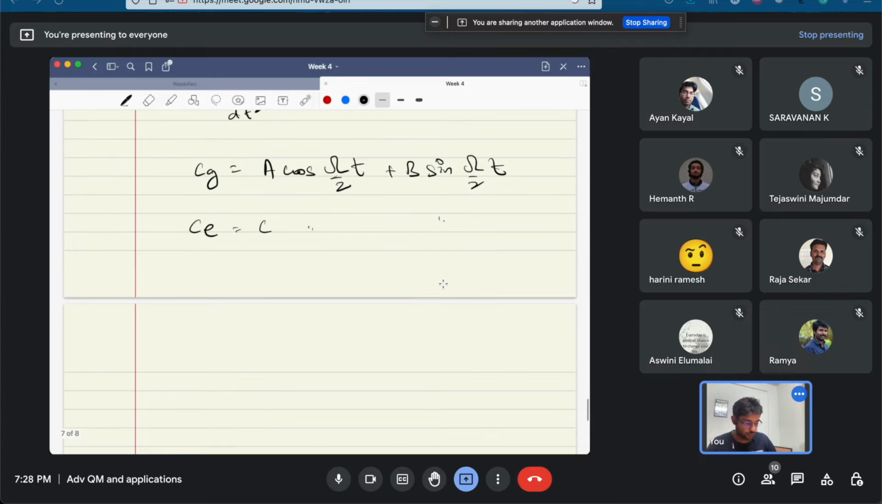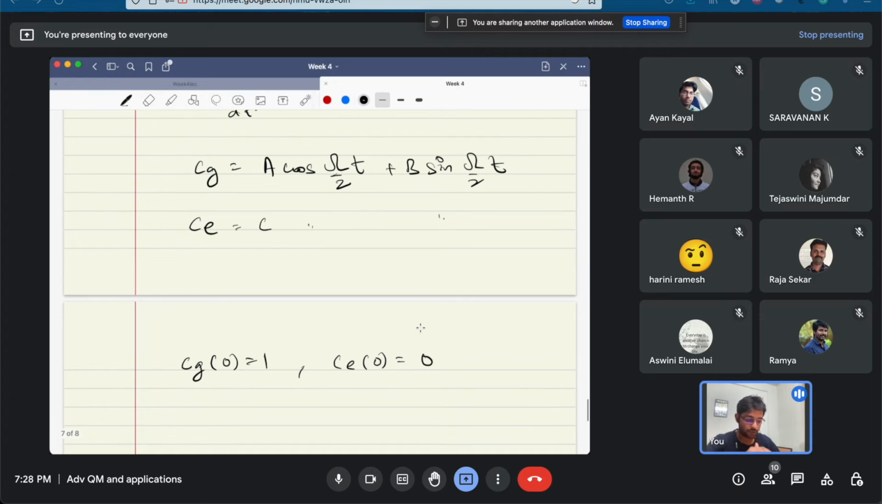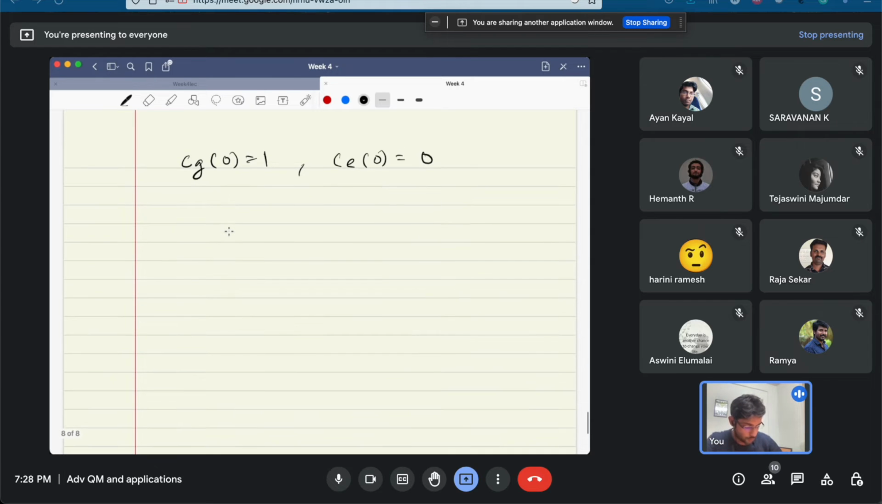Now to find out the exact values, what one would do is, let's say you are initially in the ground state, that means your CG at 0 is 1 and your CE at 0 is 0. So you can use these ground boundary conditions to find out the exact expression of how this CG of t actually follows.